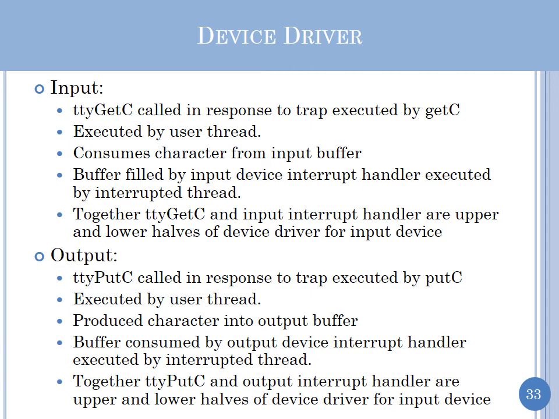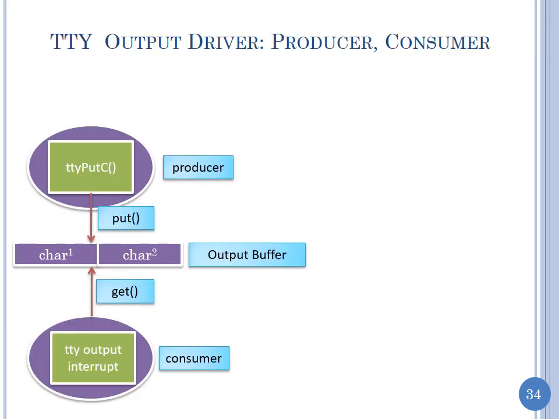And so the device drivers have upper and lower halves, and you see here what that means in terms of the input device and output device. Okay. So tty-putc is the upper half that is the producer. tty-getc is the upper half that is the consumer. And the input interrupt routine is the lower half that is the producer, and the output interrupt routine is the lower half that is the consumer. So let's look at that picture now. tty-putc is the producer, and the tty output routine is the consumer.